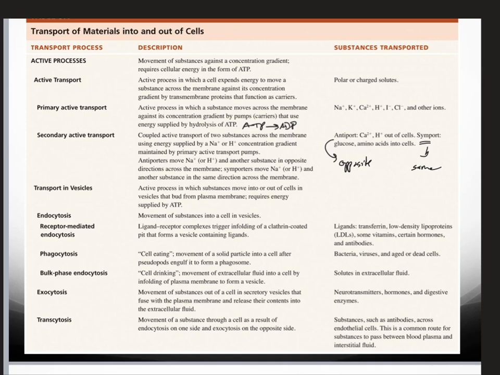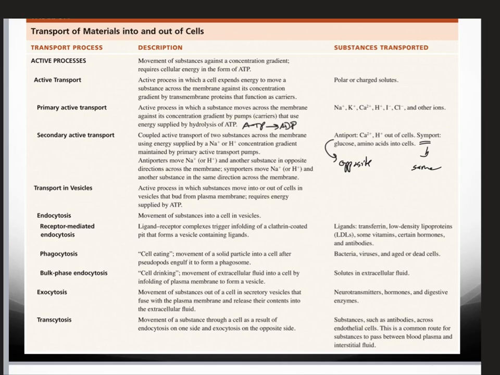Exocytosis. So if we are endocytizing, bringing stuff in, we have to kick it out. So movement of substances out of a cell in secretory vesicles that fuse with the plasma membrane and release their contents into the ECF, extracellular fluid. Things like neurotransmitters, hormones, and digestive enzymes.